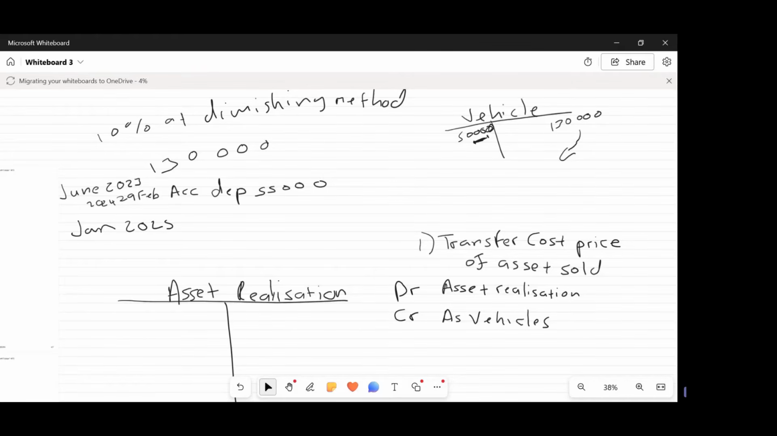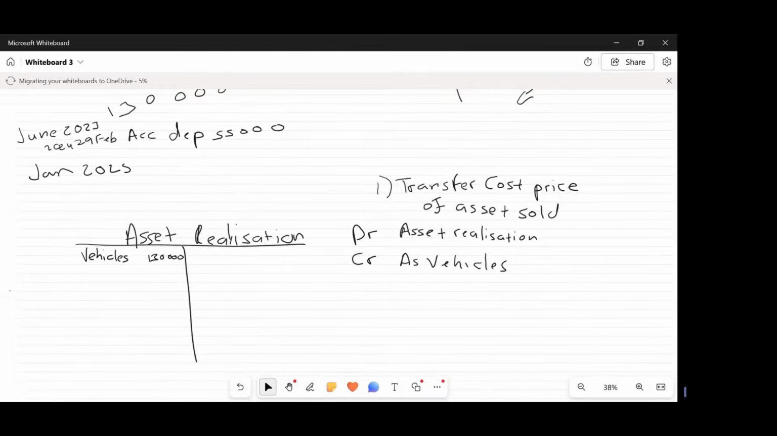Do you understand? Once you decrease it from your vehicles, you come on the debit side of asset realization, and then you record the vehicles, and then you record 130,000. And then here it's going to be asset realization. Do you understand? Yes, so far I understand. Okay. Then step number 2.